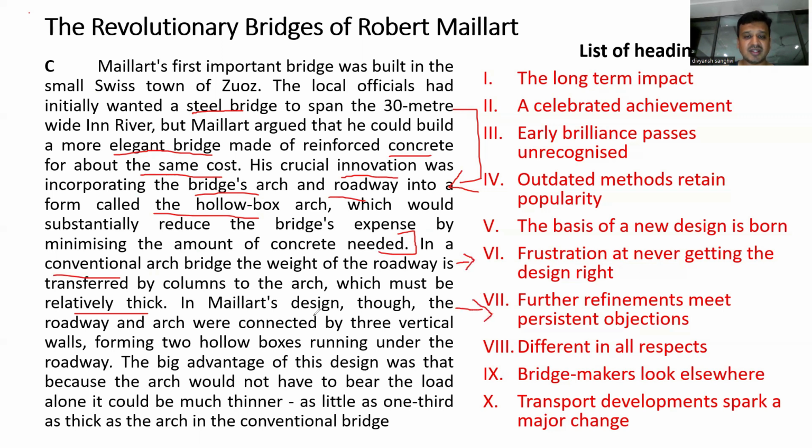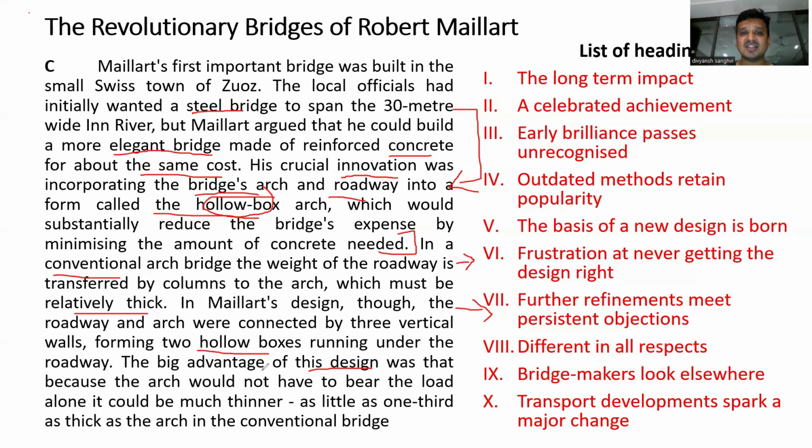In Mellard's design, the roadway and arc were connected by three vertical walls forming two hollow boxes. Let us say the hollow box was also over here. So that was also about Mellard's design. Running under the roadway, the big advantage of his design was, okay. Now, if you notice, the majority of the paragraph was all about Mellard's design.